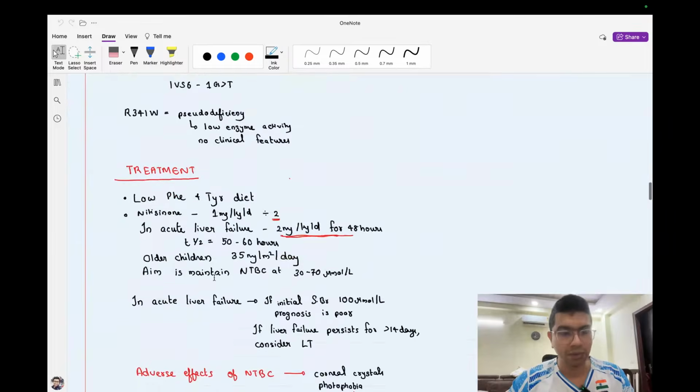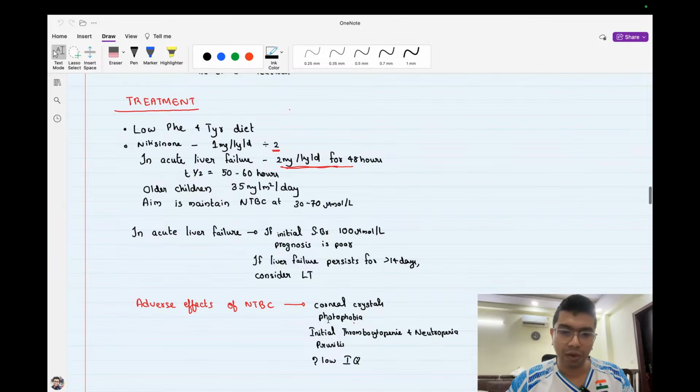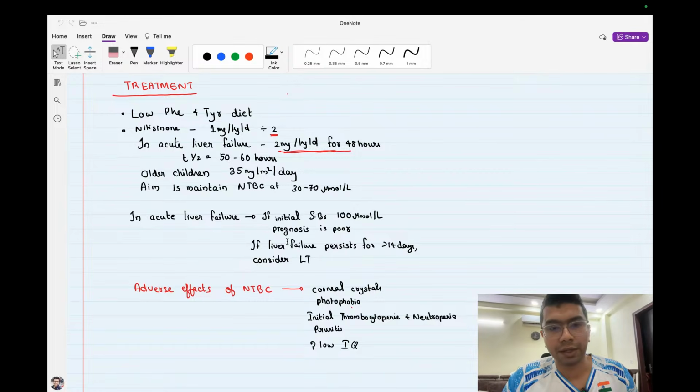However, because of starting nitisinone, there can be tyrosine accumulation. So tyrosine accumulation can cause corneal crystal formation and photophobia. So these two are reversible side effects. At that time, we may have to reduce the dose of nitisinone for some time. And nitisinone is a very well tolerated drug. The dose is 1 mg per kg per day in 2 divided doses.